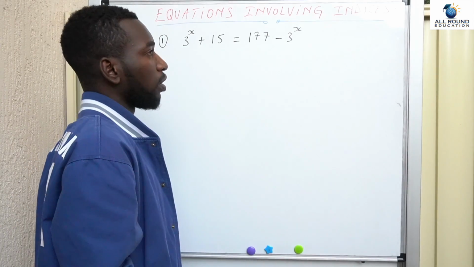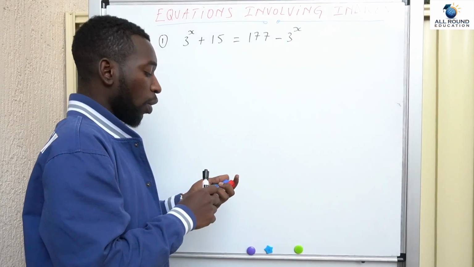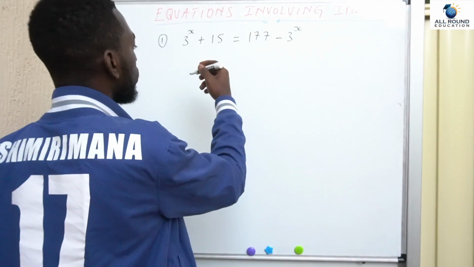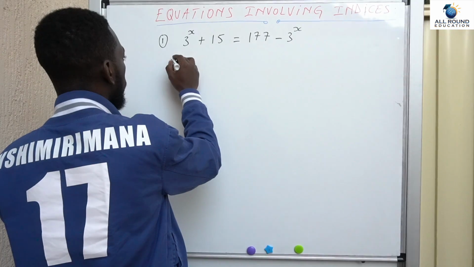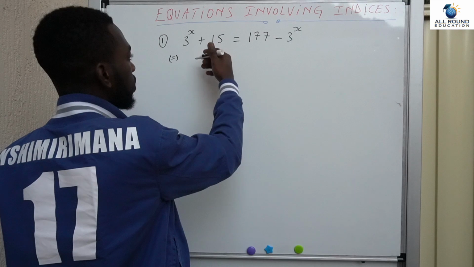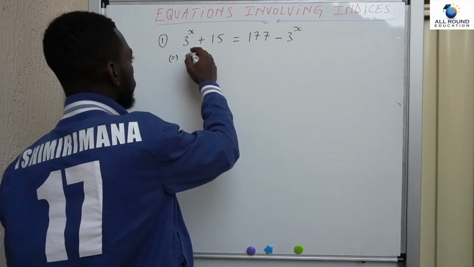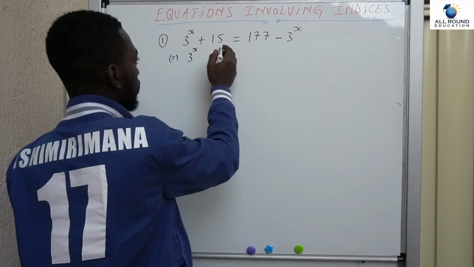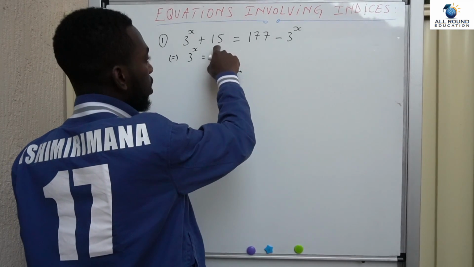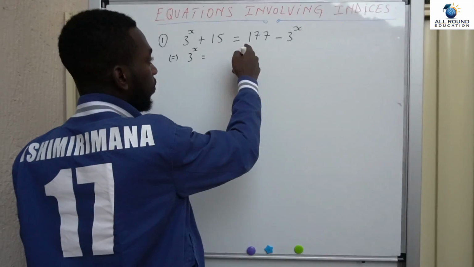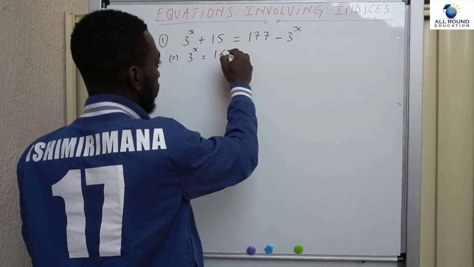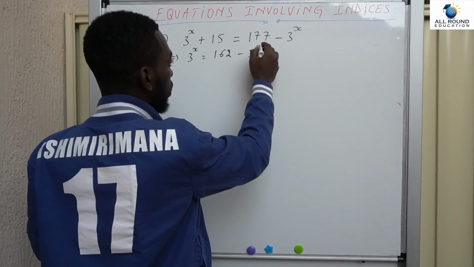In this example, let's use the normal algebra skills that we have been using in the previous videos, and if you haven't watched them, go watch them. You could subtract 15 on both sides. When you do that, you get 3 to the power of x equal to 177 minus 15, because we are taking 15 away from the left, it becomes 0, and 177 minus 15 gives us 162, minus 3 to the power of x.